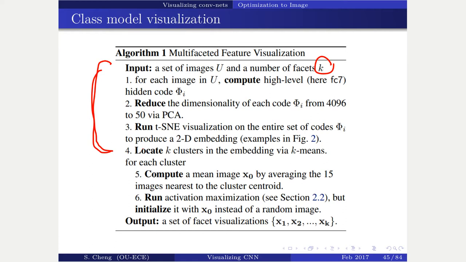And then they form these k clusters, and when you actually generate the image, instead of starting with a random image, you use the mean of a cluster. Let's say I start with cluster one. I have a bunch of images corresponding to cluster one, and I just take the mean image there, start from there, do the same thing as before, and then you get the result.